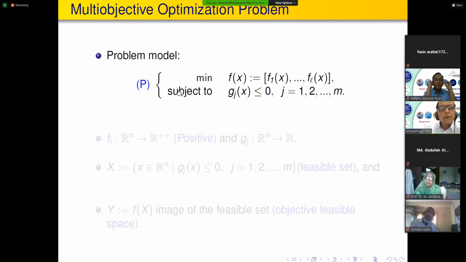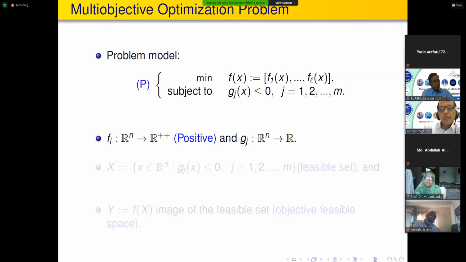So I refer to this as my original problem. Suppose that I have L number of objective functions subject to the constraints. I'll call it P, and I refer to it always during my talk as the original problem. Now, when I consider these functions, I assume that all the objective functions are strictly positive.